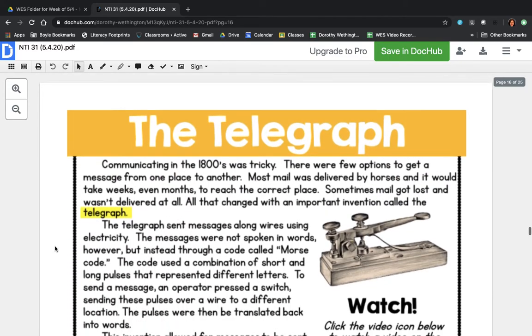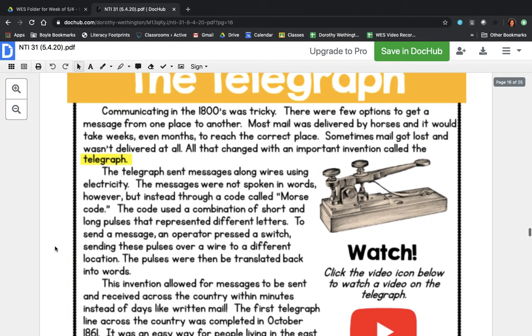The telegraph. Communicating in the 1800s was tricky. There were few options to get a message from one place to another. Most mail was delivered by horses, and it would take weeks, even months, to reach the correct place. Sometimes mail got lost and wasn't delivered at all. All that changed with an important invention called the telegraph.